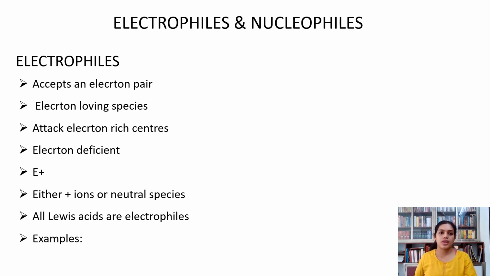Now let's see what we mean by electrophiles and nucleophiles. Okay, so electrophiles. From that name itself we can understand. Philic means loving, that is what we mean by the word phile. So what is an electrophile? They are electron loving species. They accept an electron pair. In a reaction, an electrophile accepts an electron pair.